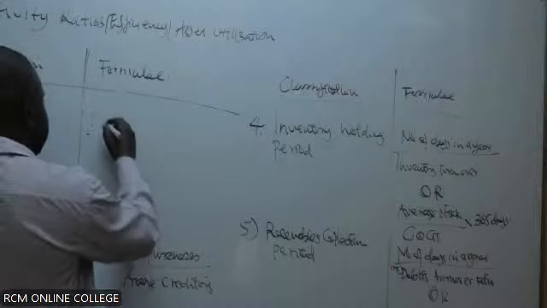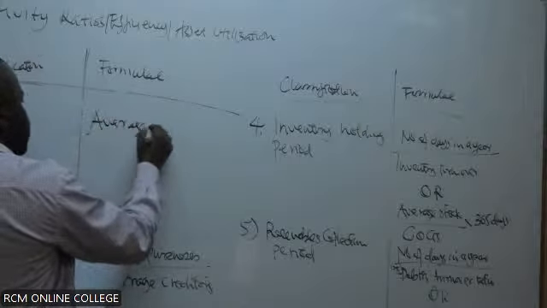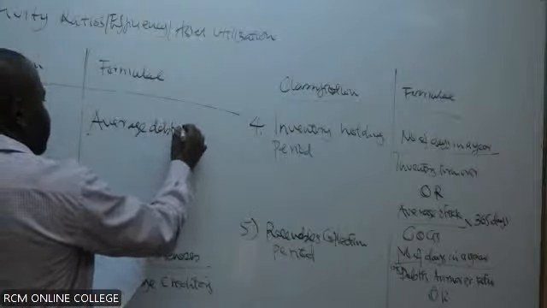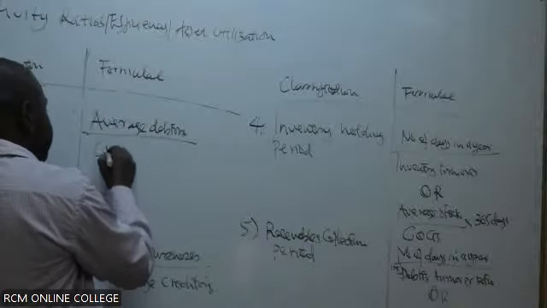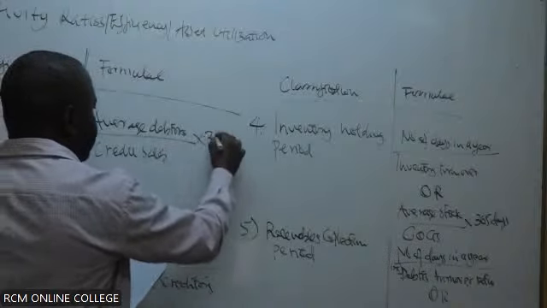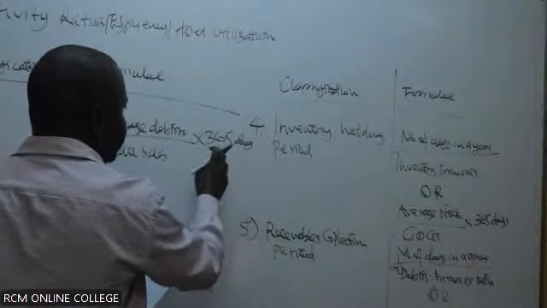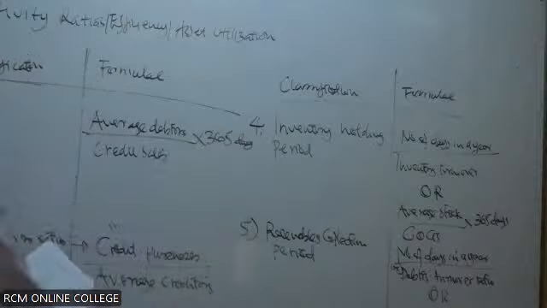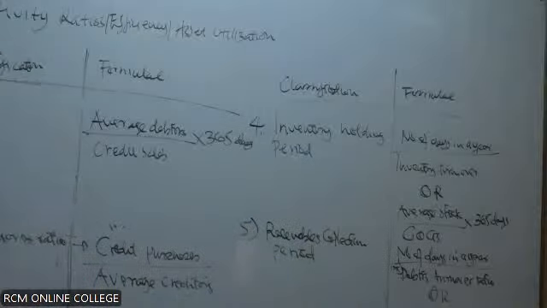the average debtors or average receivables. You divide by, in this case, the credit sales, then you multiply by 365 days. So these answers are actually in days. When you get them, you put them in days because you're looking at the period.